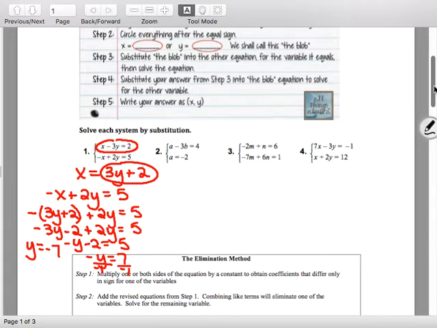Then go back to your blob, and we can find x. You take 3 times negative 7 plus 2. If you always go back to the blob, you'll have it. This is x equals negative 21 plus 2, so x is negative 19.